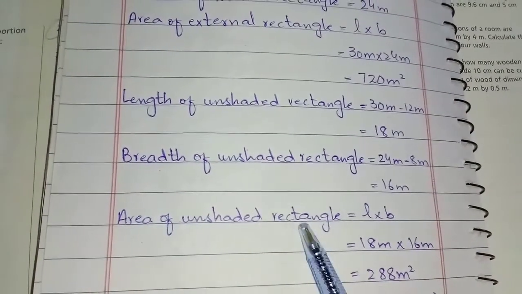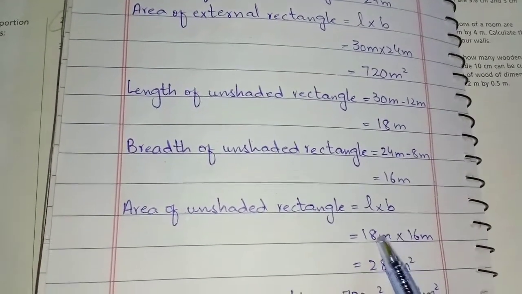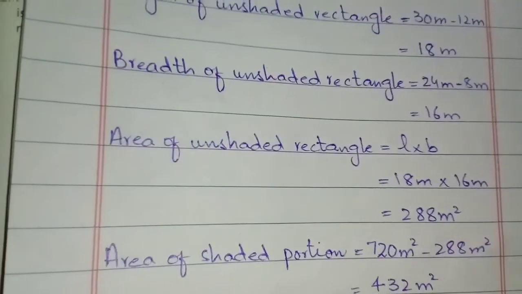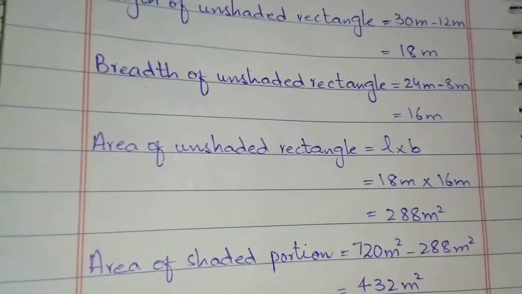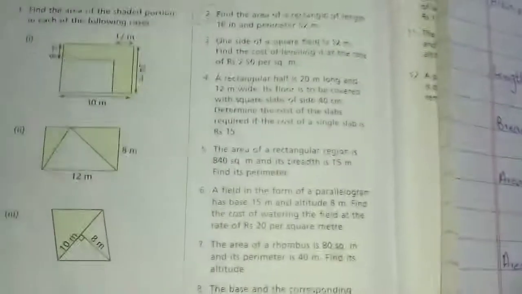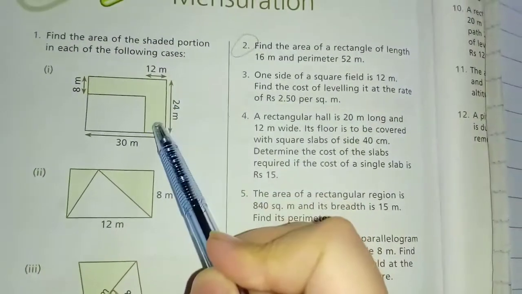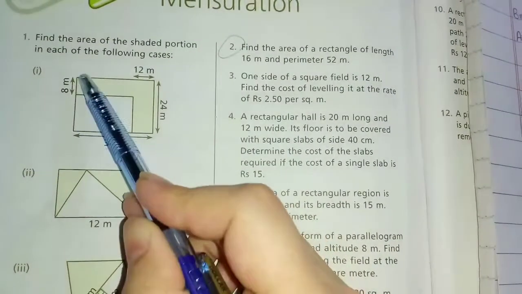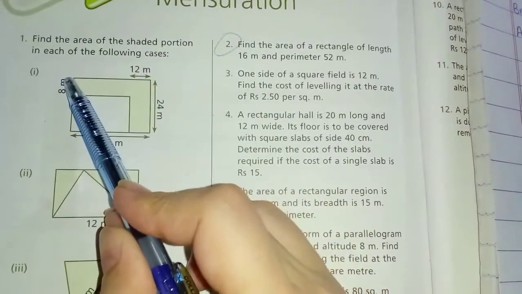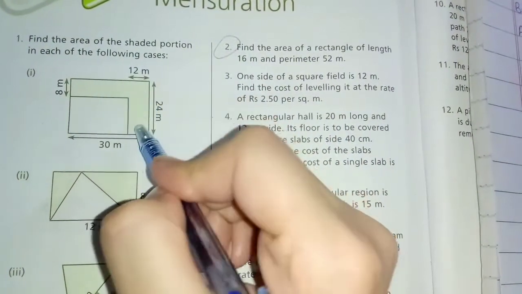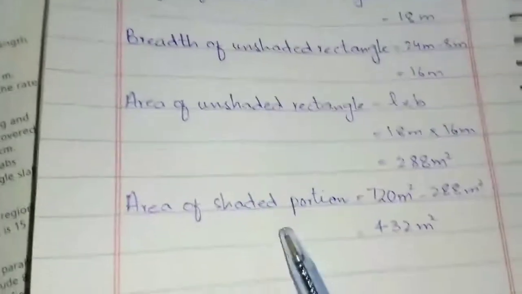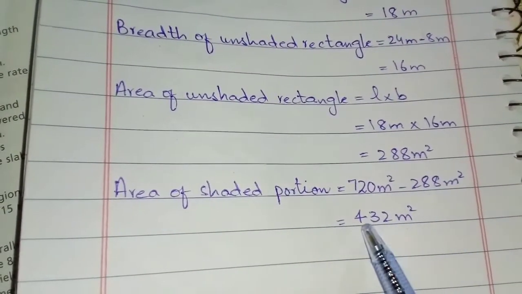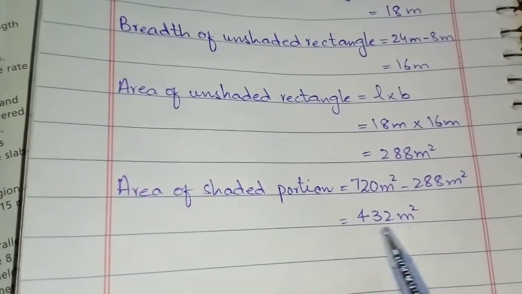Now the area of the unshaded rectangle is equal to length multiplied by breadth. 18 meter multiplied by 16 meter is equal to 288 meter square. The area of the unshaded rectangle is 288 meter square. Now we have to find the area of this shaded part. If we subtract the area of this small rectangle from the area of the whole rectangle, then we find the area of this part. So the area of the shaded portion is equal to 720 meter square minus 288 meter square, that is equal to 432 meter square.